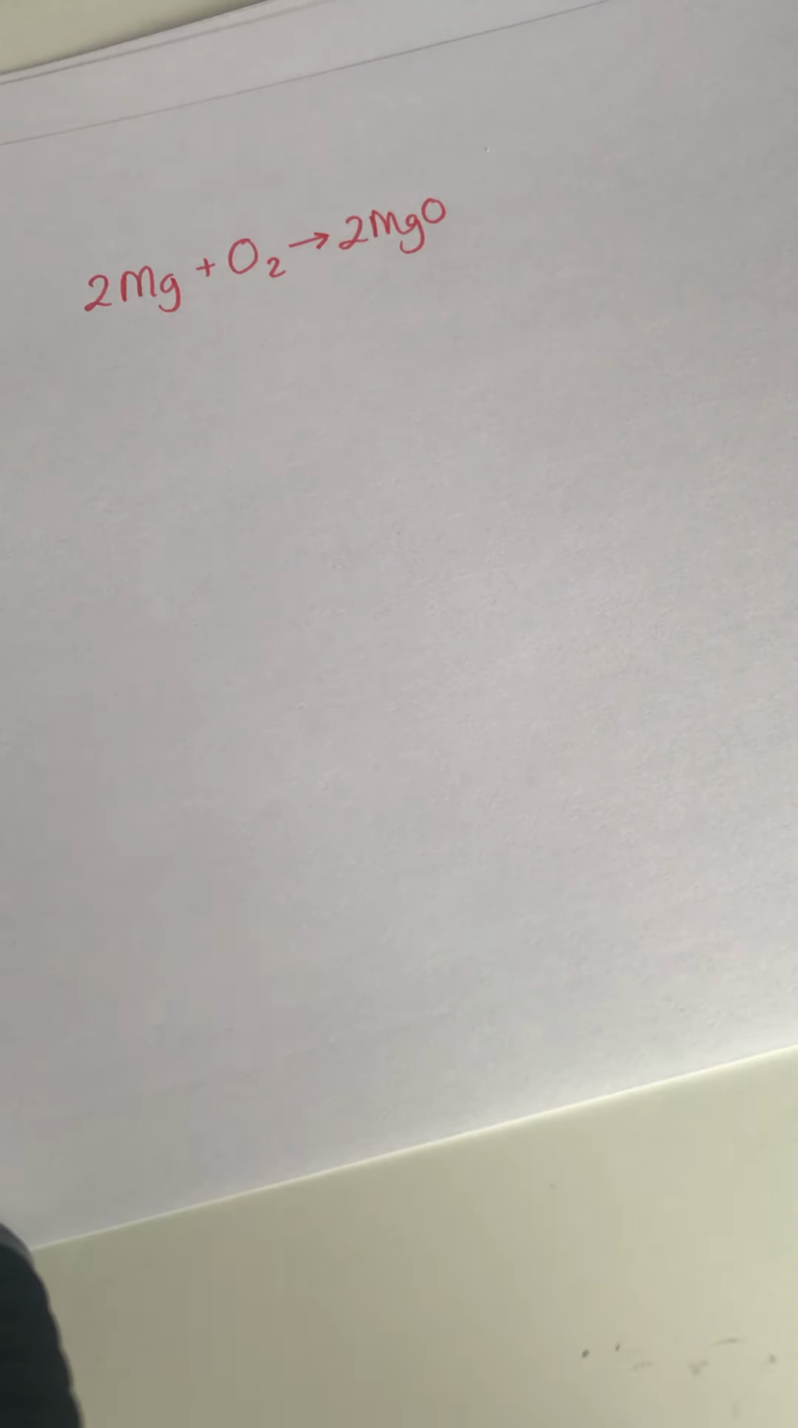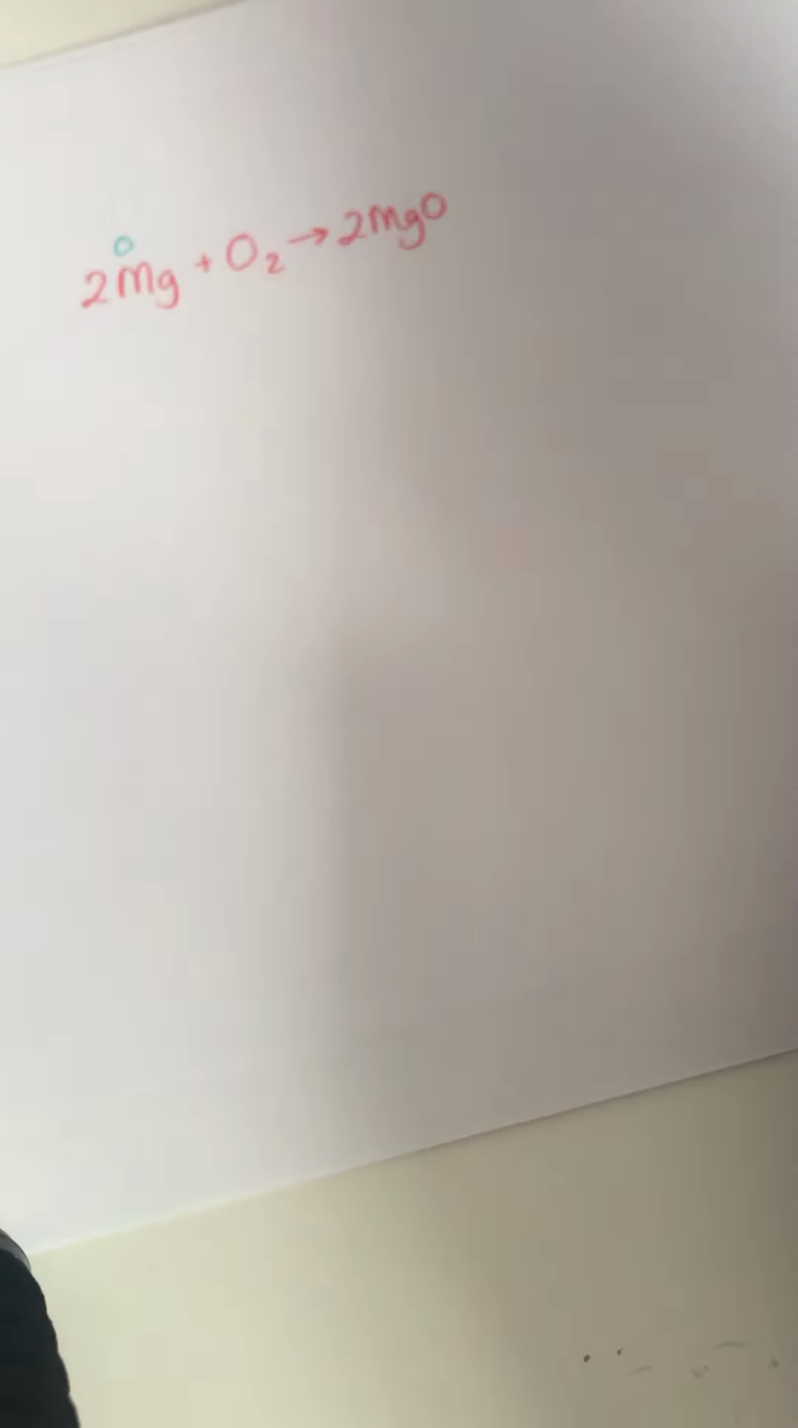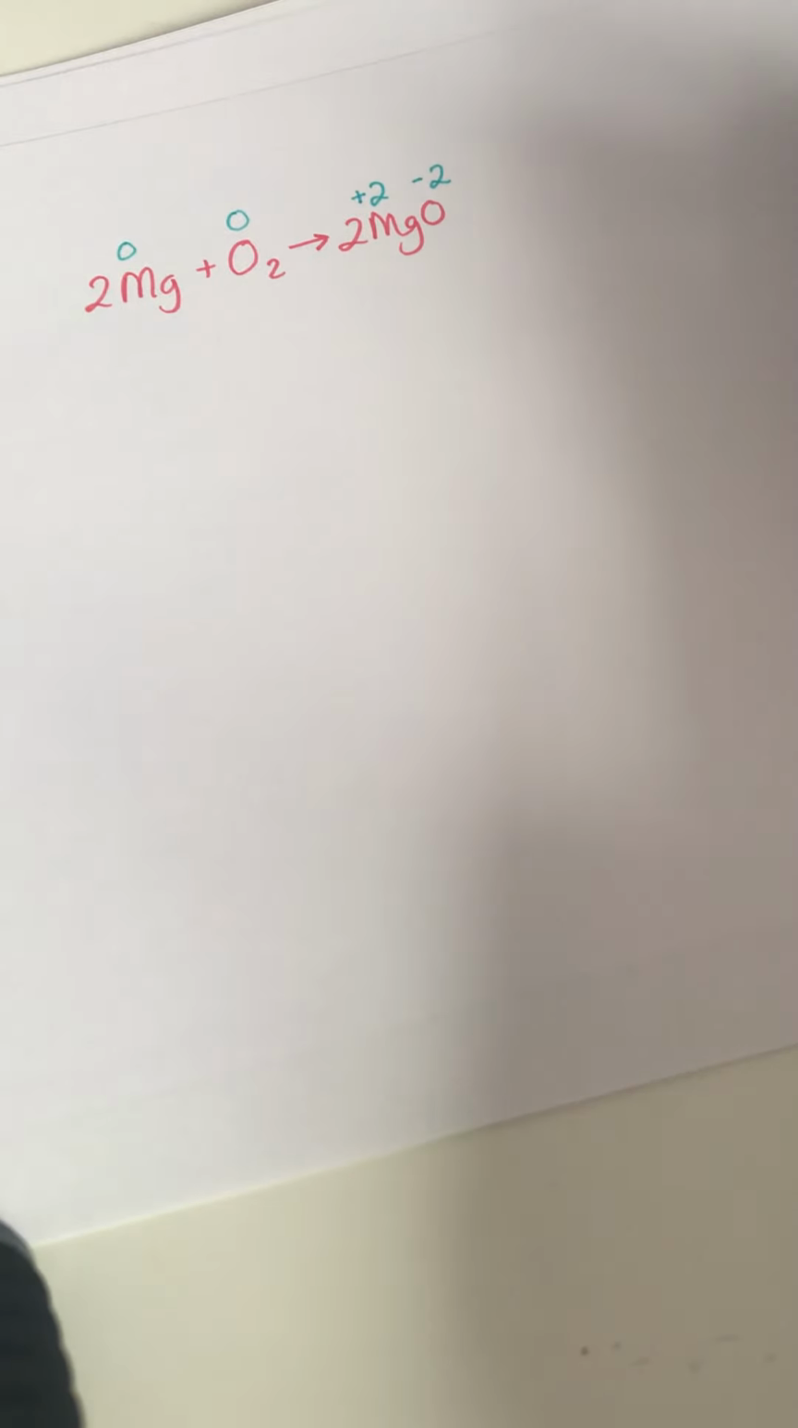So, the first thing we're going to do is write out some half equations. What we're going to do is look at the oxidation states of each of the compounds or atoms or molecules. So we've got magnesium on its own is going to be 0. Oxygen on its own is going to be 0. When combined with magnesium, oxygen is going to be -2, so magnesium will be +2.